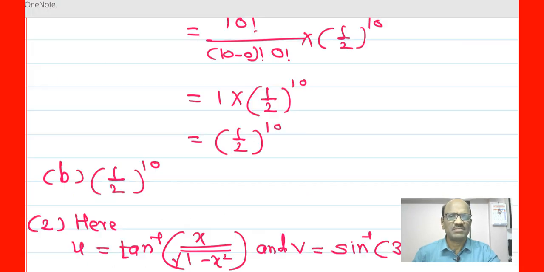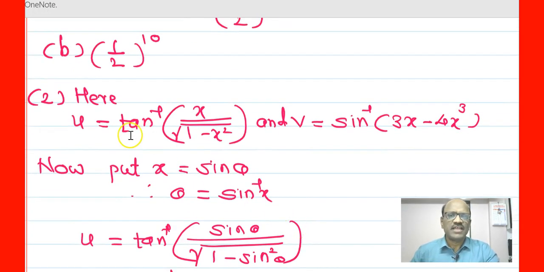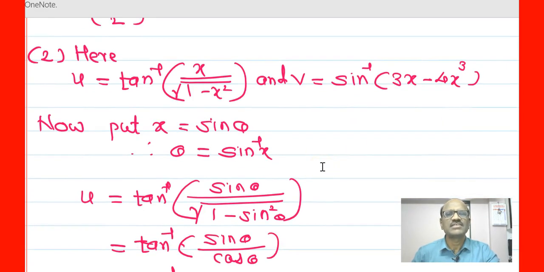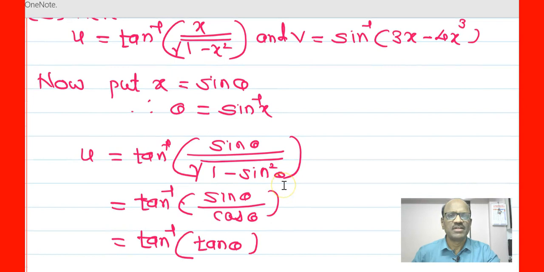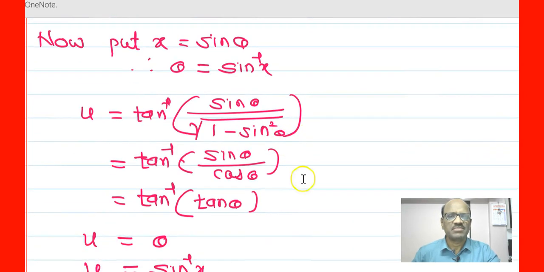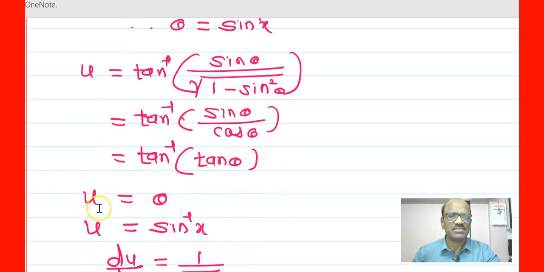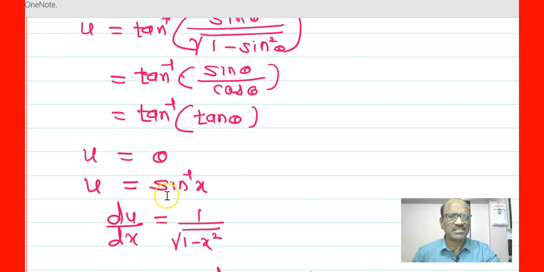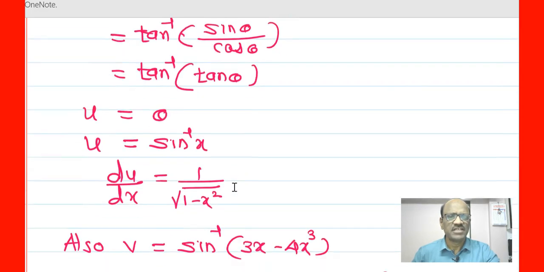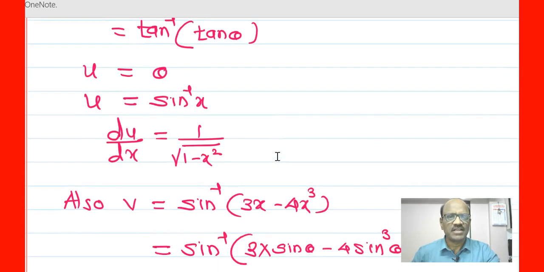Now let us solve this example. That is, u is equal to tan inverse of x upon under root of 1 minus x square, and v is equal to sine inverse of 3x minus 4x cube. Now here put x is equal to sine theta and theta is equal to sine inverse of x. Now u is equal to tan inverse of sine theta upon under root of 1 minus sine square theta, that is tan inverse of sine theta upon cos theta, that is tan inverse of tan theta, which is theta. Therefore, u is equal to theta. But what is theta? Theta is equal to sine inverse of x. Now differentiate this. du by dx is equal to 1 upon under root of 1 minus x square.